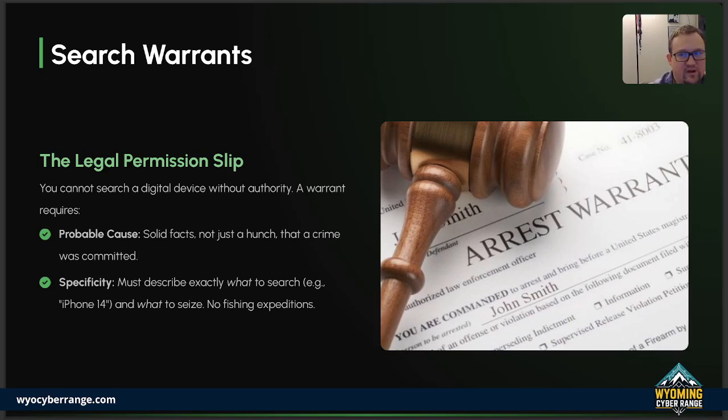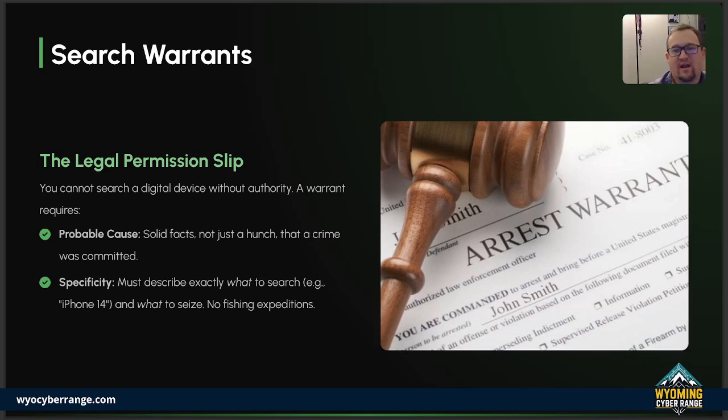So the search warrant itself is going to tell us what we're allowed to seize. And this is the big thing I like to say: no fishing expeditions. Basically, we're not allowed to go outside the search warrant. We can't get a search warrant to grab their cell phone and then notice they also have a laptop and try to grab the laptop. The search warrant needs to be completely specific, and that's why they're pretty vague.